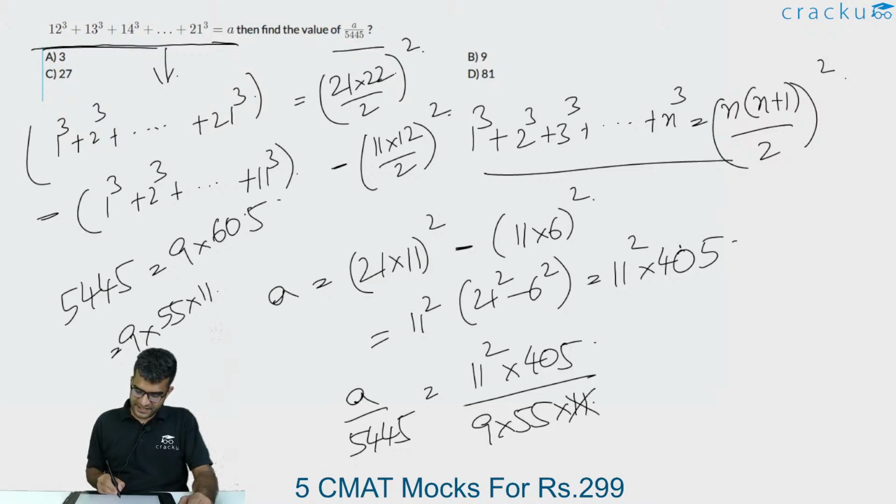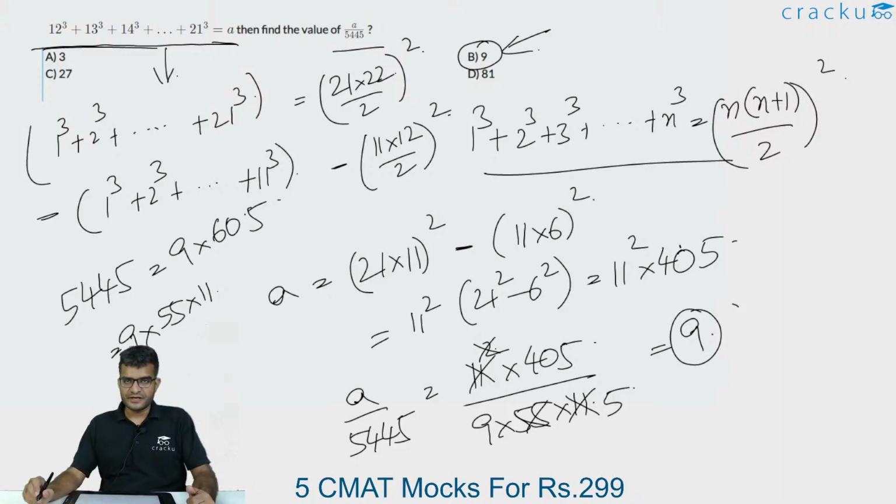We can cancel 11 and 11 in the numerator. We can cancel the second 11 and this 55 becomes 5. So the required answer is 405 divided by 45, which is equal to 9. So the correct answer is option B. Let us now look at the next question.